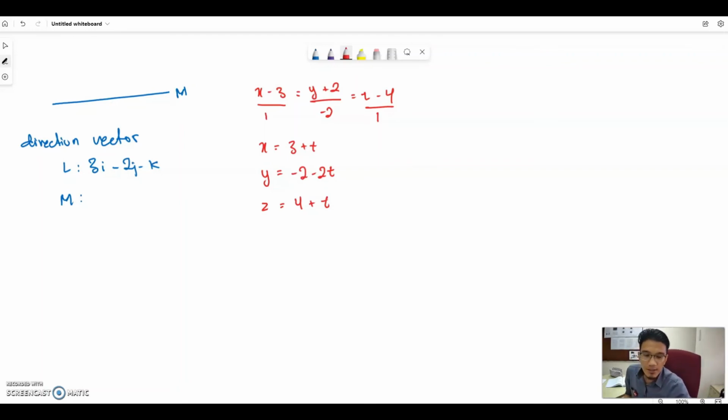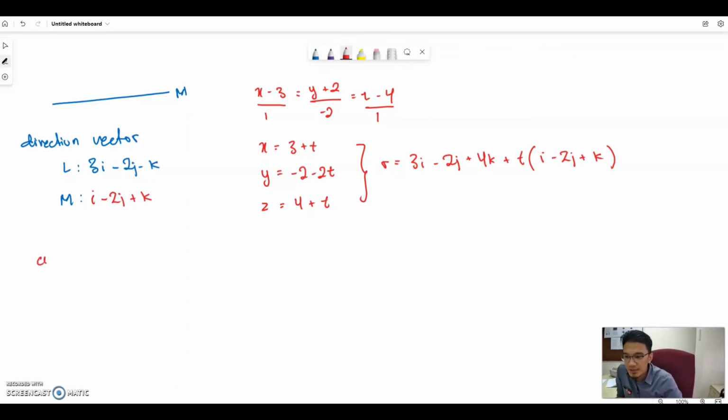So if we convert this parametric equation into a vector equation, we have r equal to 3i minus 2j plus 4k, and then plus t times (i minus 2j plus k). Alright, so this is the direction vector for line M: i minus 2j plus k.